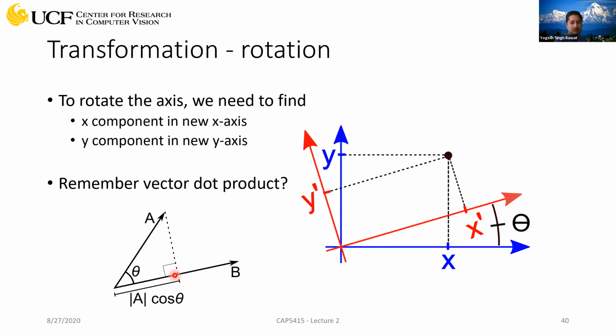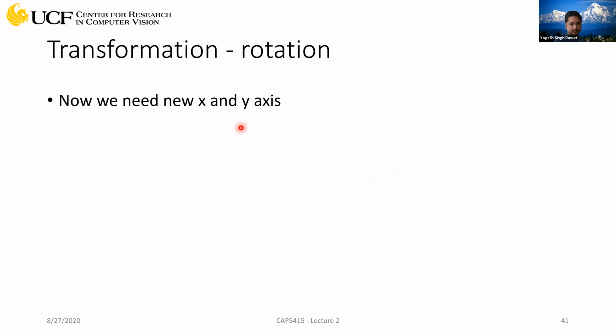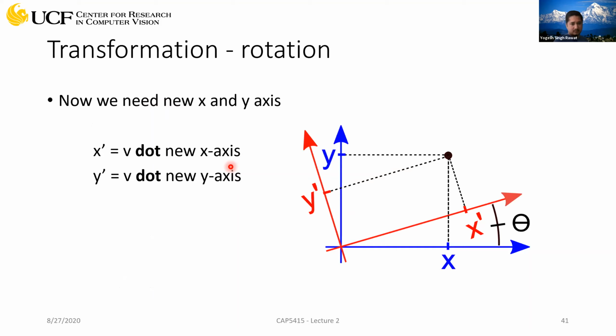Okay, so now what we just need to do is a dot product. So we need the x component in the new x-axis, right? To get that, we can just do a dot product between x and the new x-axis. So for doing that dot product, we need the new x-axis and the new y-axis. All right, so let's see how we can get that.